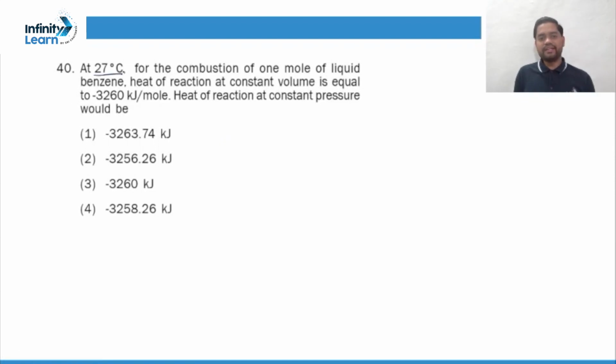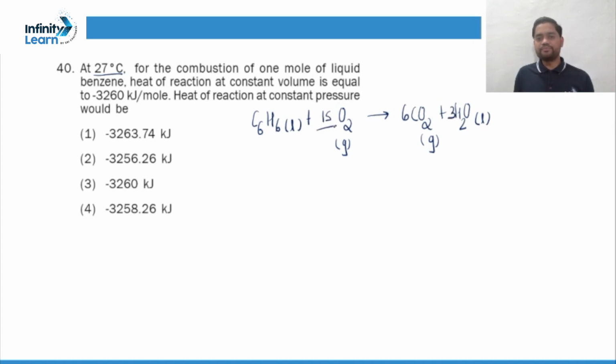At 27 degrees Celsius, the combustion of 1 mole of liquid benzene, C6H6 liquid, with O2, gives you CO2 plus H2O. So this is liquid and these are gas. To balance it, 6 for carbon, 3 for hydrogen, and 6 2s are 12, plus 3 is 15. So it is 15 by 2.